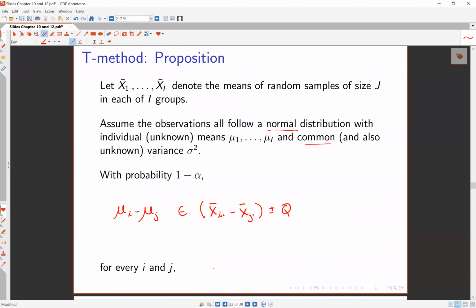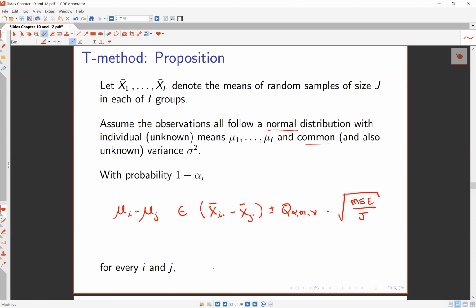Okay, let me start that sentence over. If we look at the difference, mu i minus mu j, so the difference between the two groups, their treatment means or their population means, that true difference will be contained in the random interval defined by the difference of the random group means plus or minus this Q quantity taken from the studentized range distribution multiplied by the square root of the mean square error over the number of observations per group.